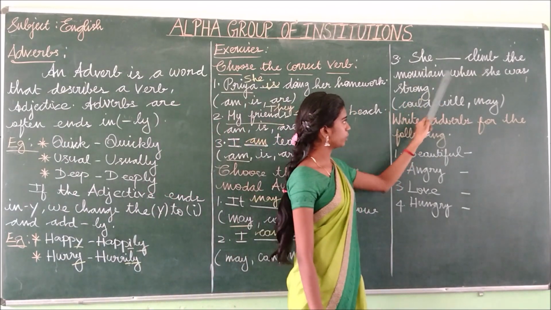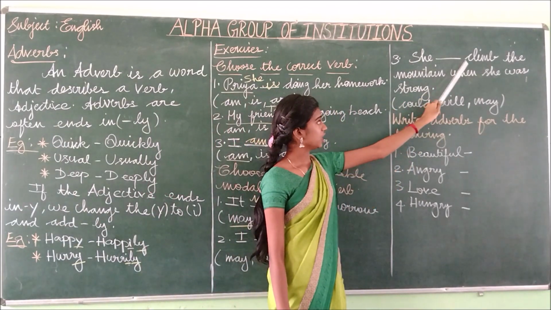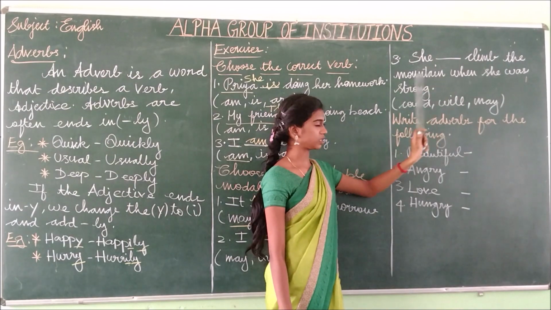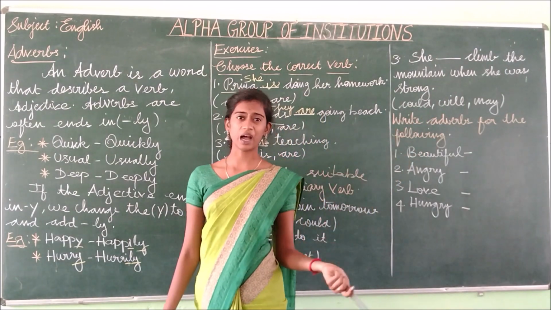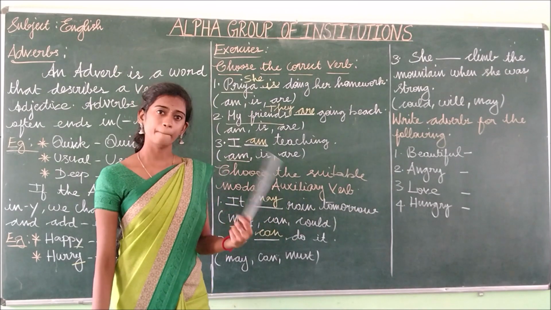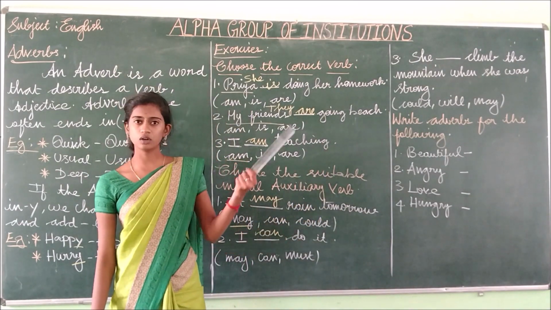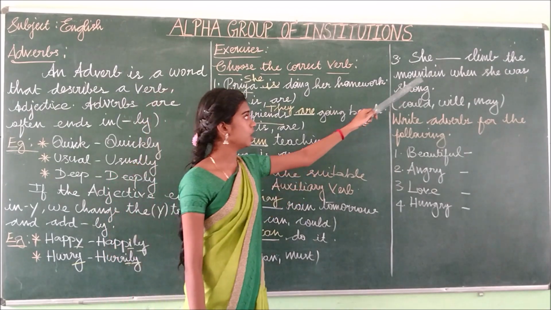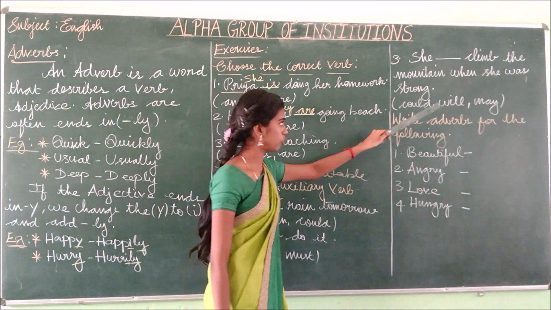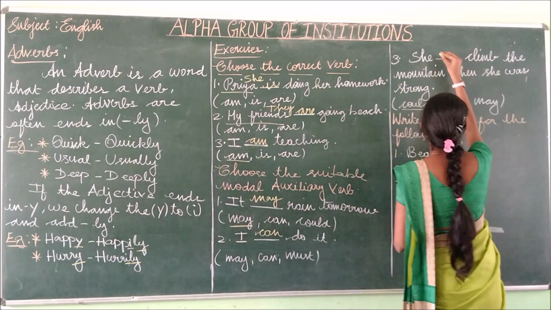Another sentence. She dash climbed the mountain when she was strong. So this sentence indicates the past form. When she was very strong, she would climb the mountain. So it is expressing the past form. So we have to use could.